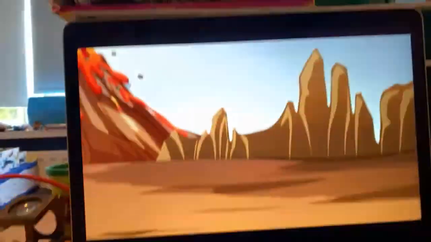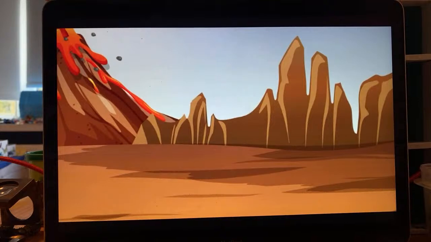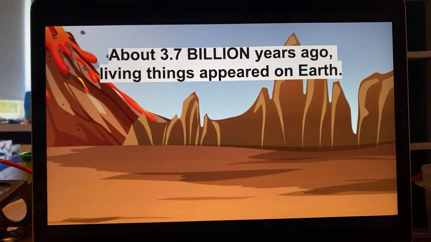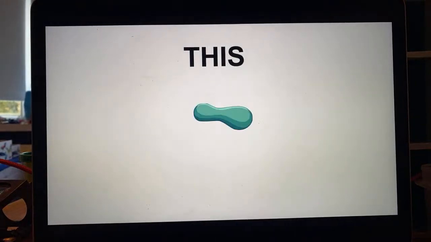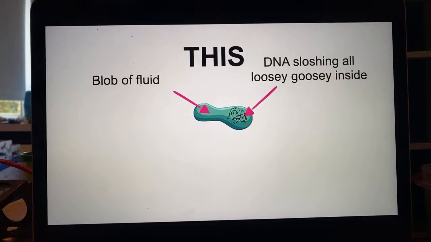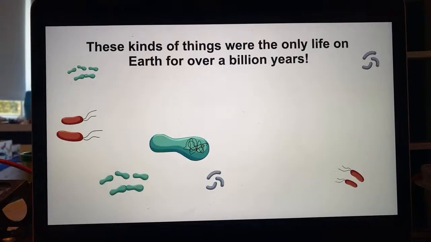All right. So we'll just go back to the very first lesson for a little recap. I've sort of shortened it a bit, but you remember that about 3.7 billion years ago, living things appeared on Earth, and they looked a bit like this. Just a blob of stuff with, this is the important bit, the DNA just sloshing around all loose inside. You know the DNA, like the proteins in your body that are like the instruction manual that says what your body is like. Well, this blob of fluid had it as well, but it was all sloshing around, do you remember?